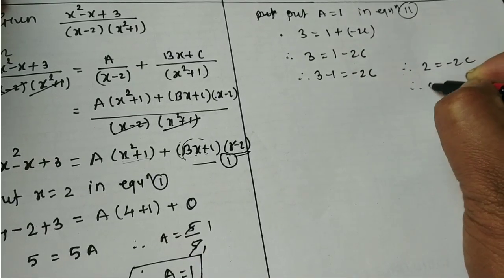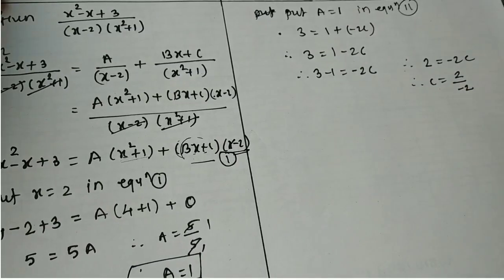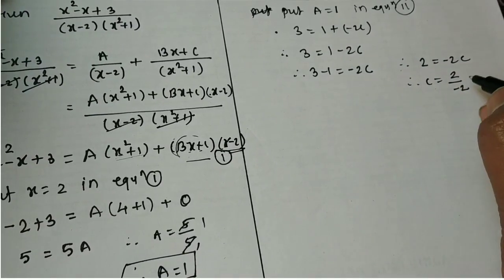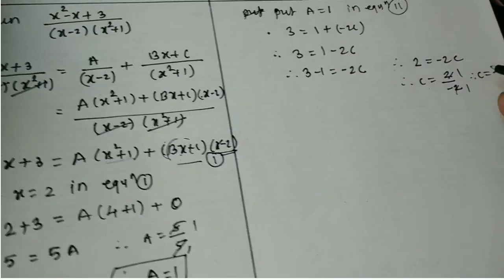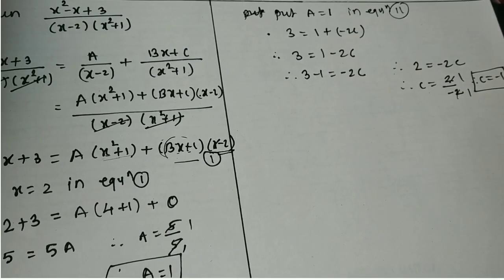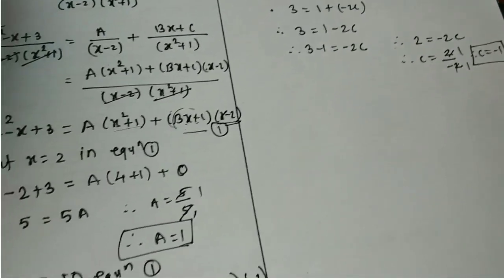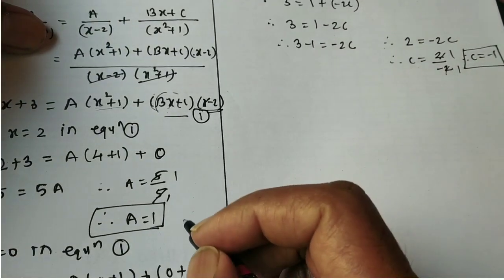So you will get c is 2 divided by minus 2. Minus 2 will be on the left hand side, it will be divided. So 2 ones are 2, 2 ones are 2. So c equal to what you will get? C is equal to minus 1. So I got c equal to minus 1 as value. Now we will solve for b.